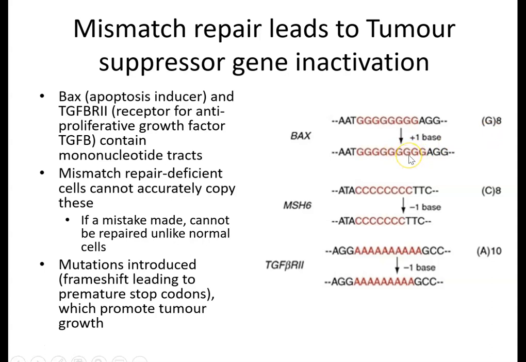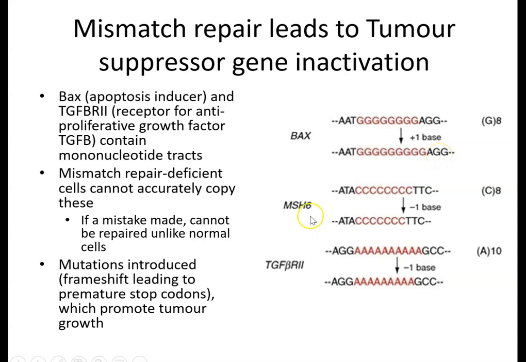However, if the mismatch repair enzymes are defective, this extra base pair that has been put in will be copied and be present in all of the subsequent daughter cells. Now, the Bax gene has got a mononucleotide tract, and it's very frequent in these mismatch repair positive tumours to have an extra base added in at this mononucleotide tract, and that renders the Bax gene inactive because the reading frame has been shifted.